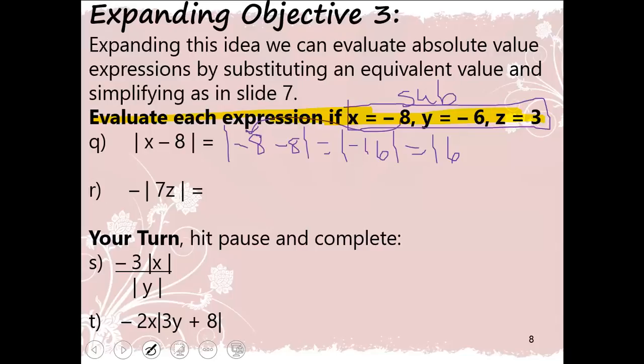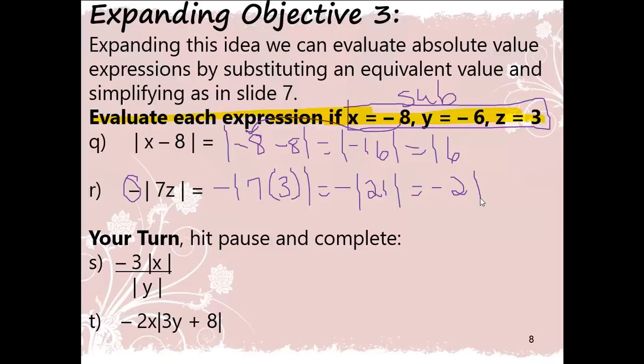Letter R, notice that I have this negative sign out in front. That does not change. Don't drop that. Don't think that the absolute value takes it away because it's not between the bars. So it's negative, and then I have 7 times, and then z is 3. So I have negative, and then the absolute value of 21, and that equals negative 21. So now hit pause, try one or both of these two examples, and then come back and check your work.